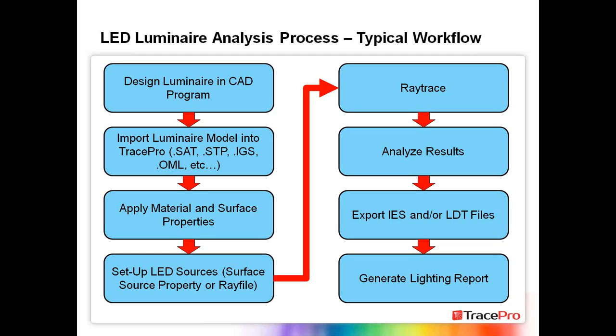We'll then apply the material and surface properties. We'll set up the LED sources. In this case today, we're going to use the surface source property, but another option is to use a ray file downloaded from an LED manufacturer. Then you'd run the ray trace, analyze the results, export IES or LDT files, and then finally generate the lighting report.